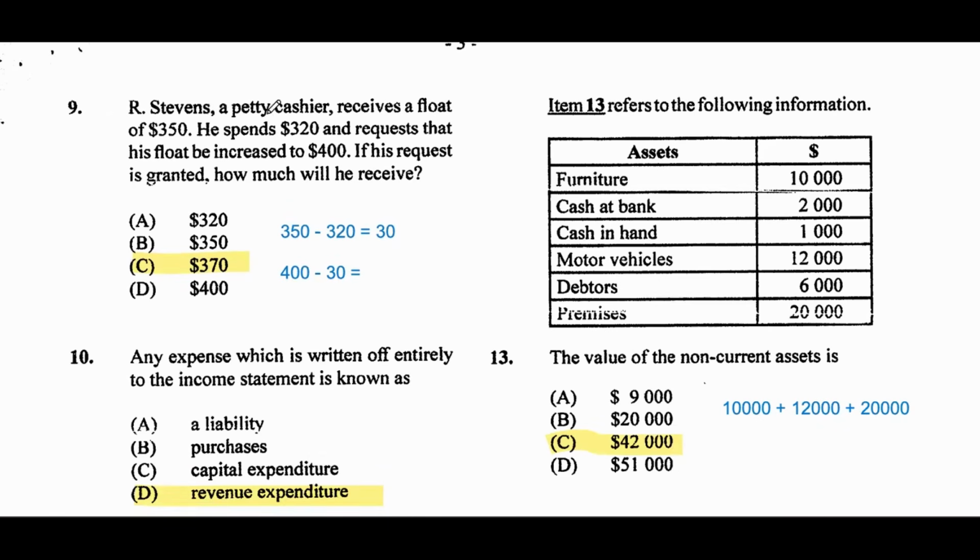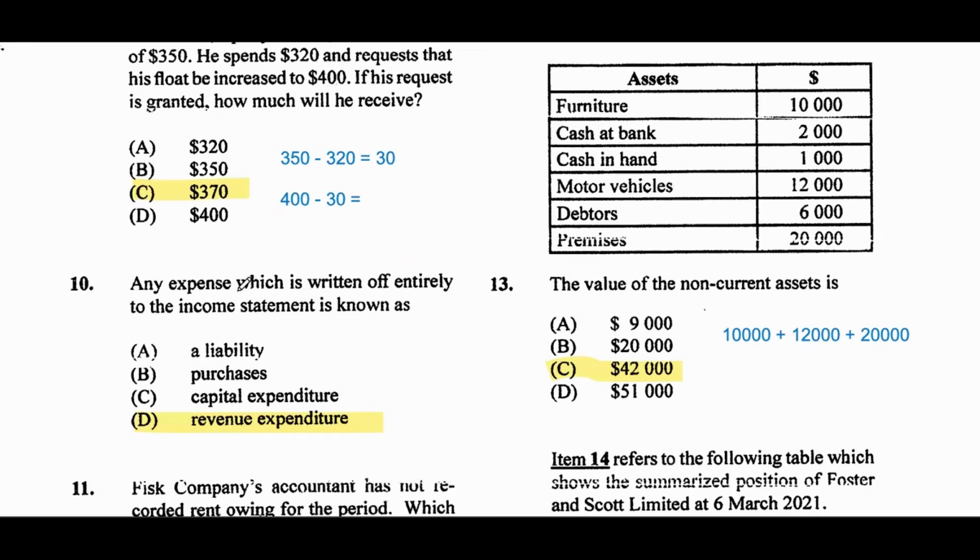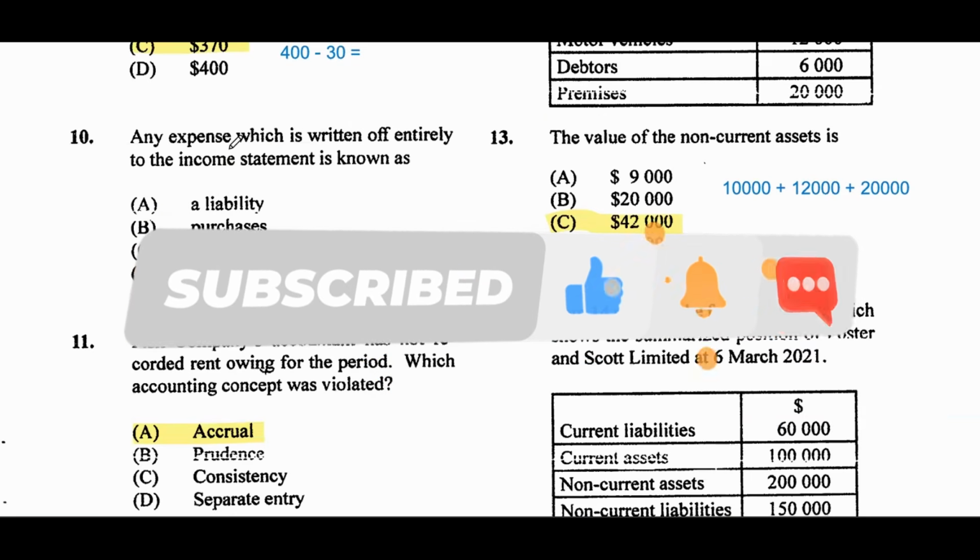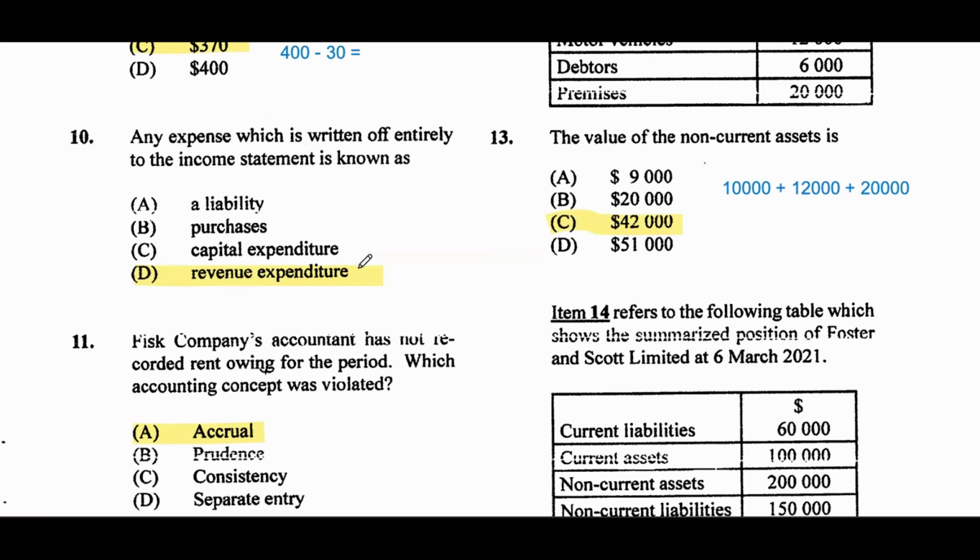R. Stevens, a petty cashier, receives a float of $350. He spends $320 and requests that his float be increased to $400. If his request is granted, how much will he receive? Alright, guys, so the float currently is $350. He spends $320. That means he has $30 remaining. Now remember, he now needs to receive a sum of money to increase his float back up to the new value of $400. So if he has $30, then his float has to go up to $400. Then obviously he should receive $370.